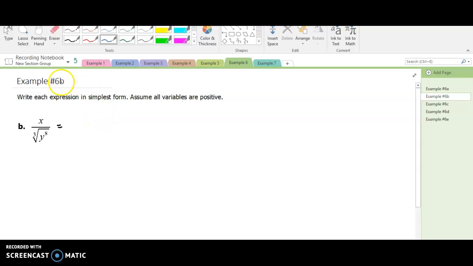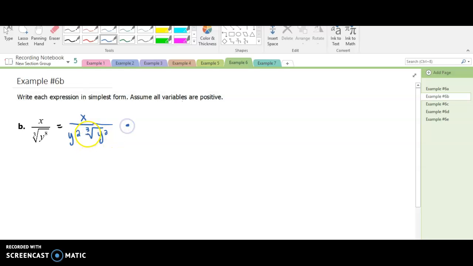All right, let's look at b. Okay, so the problem with this, well, first of all, we'll do this first. Let's simplify the bottom first. So this is just y squared cubed root of y squared. Okay, now, the problem with this is that we have a radical in the denominator. Okay, so we have to get it out.